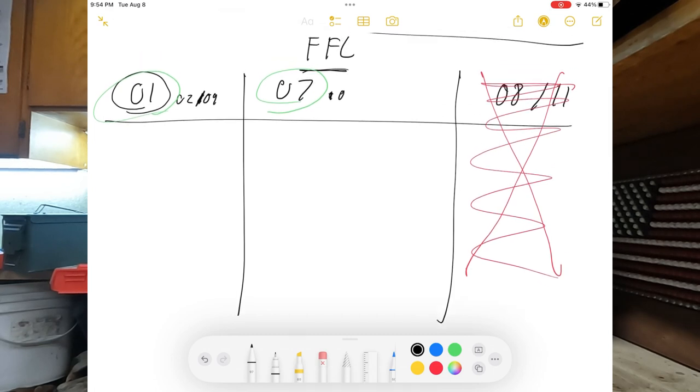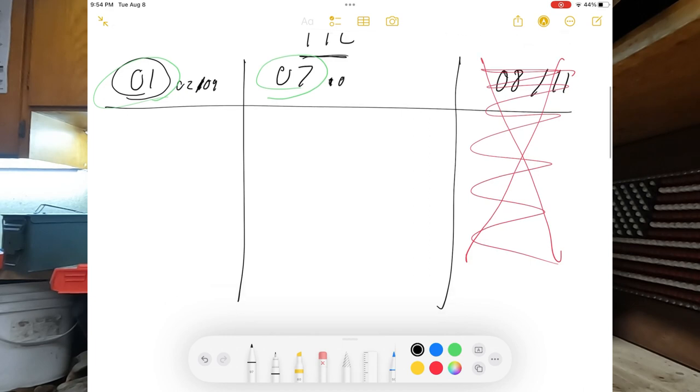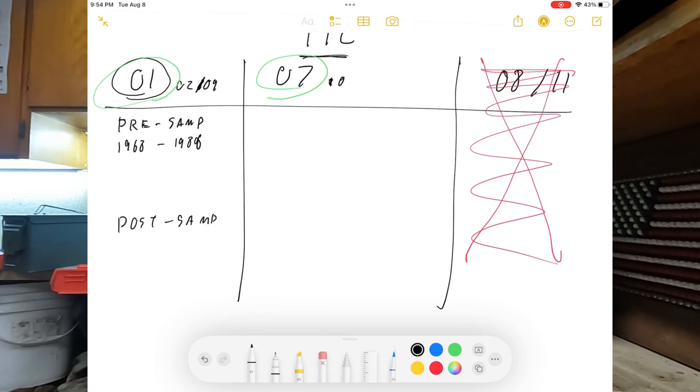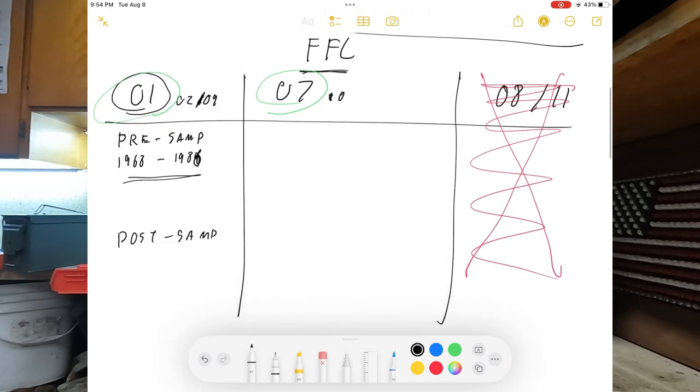Okay, so with the 01 and 07, there are two types of machine guns that you can get. You can get what's called a pre-sample, or you can get what's called a post-sample. A pre-sample is going to be something that's imported into the United States between 1968 and 1986, that magical 1986 deadline that we've seen before. These are not fully transferable. You have to have a dealer's license to buy these pre-samples.